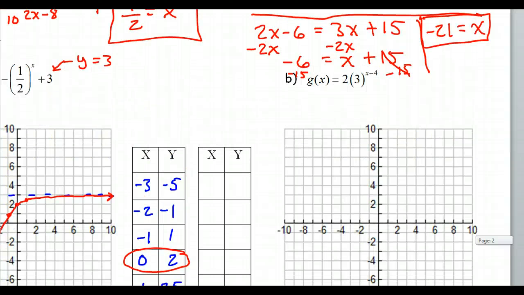Last problem of our review. Now, for problem B, notice how there is no number being added or subtracted on the end. Like this one has a plus 3, this one has nothing. So that tells me that the asymptote is y equals 0. In other words, the x-axis itself is the asymptote. So I will just go ahead and put a dotted line right on the x-axis. Let's go ahead and type this into the calculator.